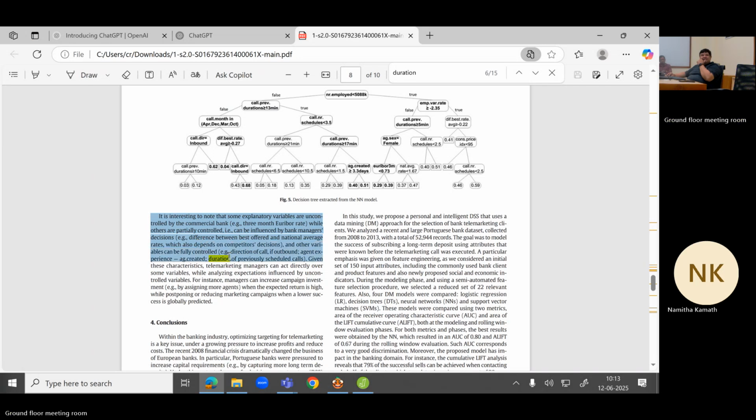So they are given the direction of call, duration of rescheduled calls. Now, given these characteristics, telemarketing manager can act directly over some variables while analyzing it. This is basically the managerial implication diagram. While analyzing expectations influenced by uncontrolled variables, for instance, managers can increase campaign investment by assigning more agents when the expected return is high, while postponing or reducing marketing campaigns when a lower success is globally predicted.